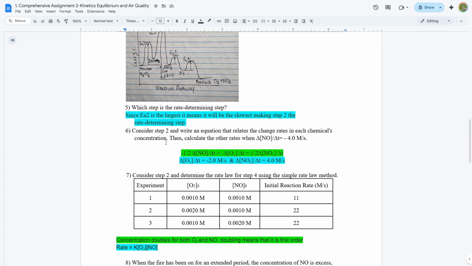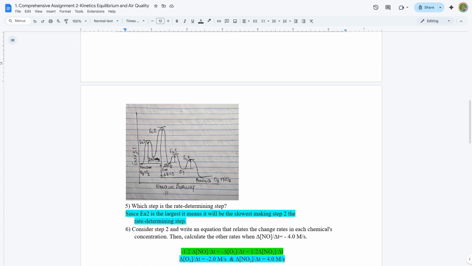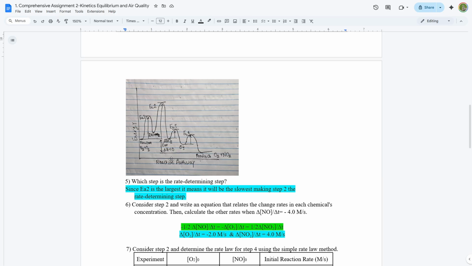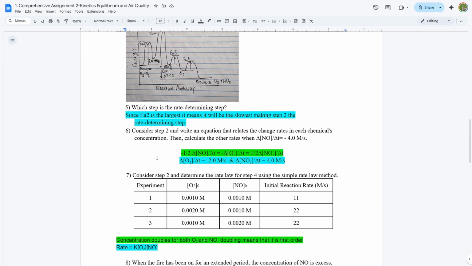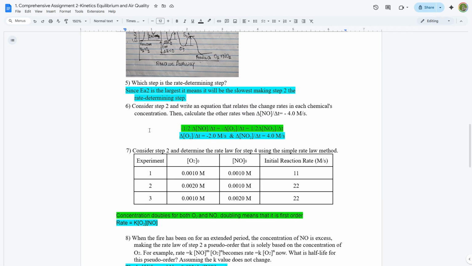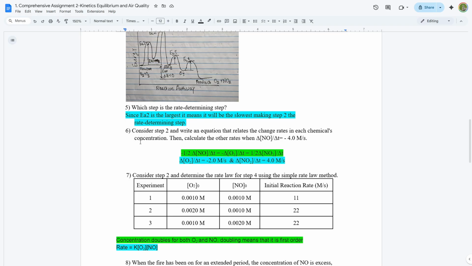Which step is the rate determining step? Activation energy is the largest in step 2, so step 2 will be the rate determining step because it's based off the slowest one.